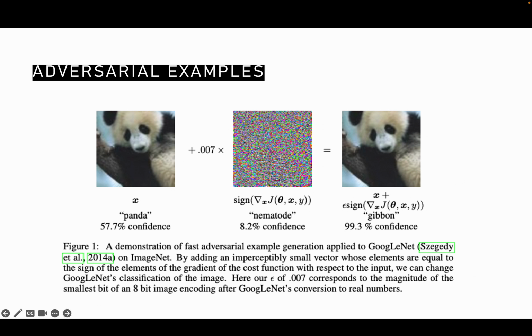Another interesting thing is that it does not just change the class, it has a high confidence that it's the right image. It's representing 99.3 probability of it being a gibbon. And this was a model on ImageNet.